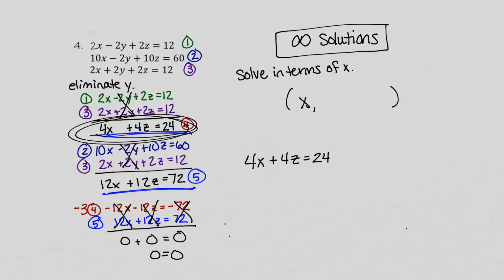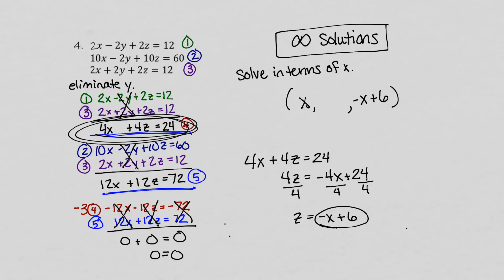So if I solve this for z, I subtract 4x from both sides. So I get a negative 4x plus 24. And I divide everything by 4. I get z is a negative x plus 6. So that's what z equals.